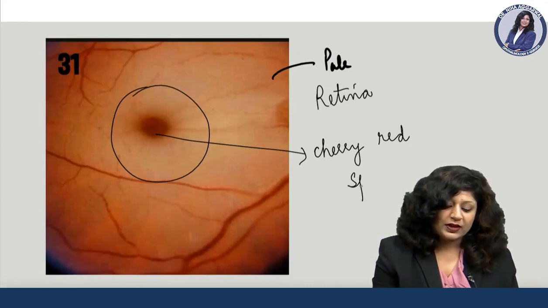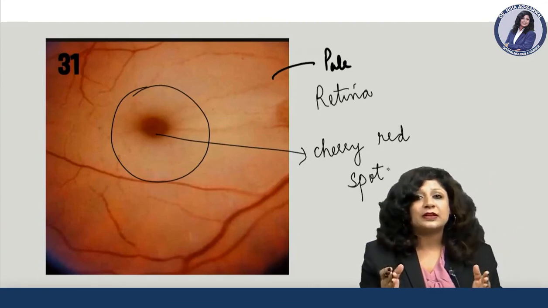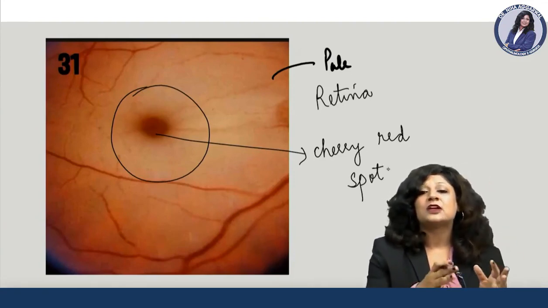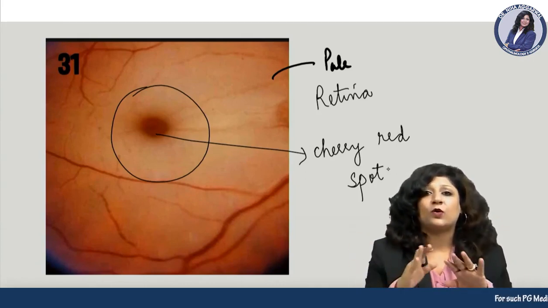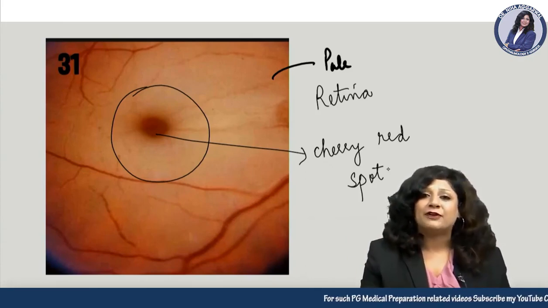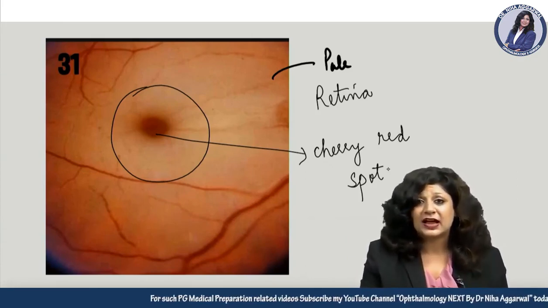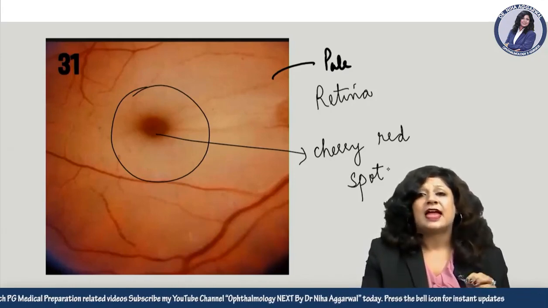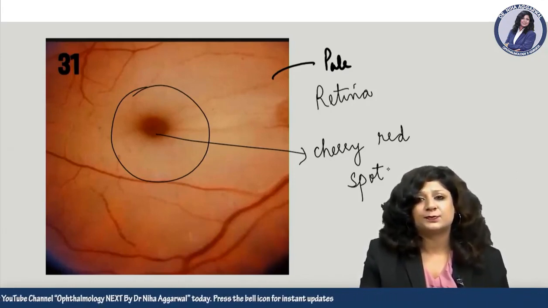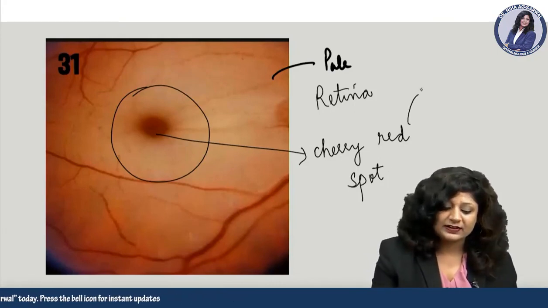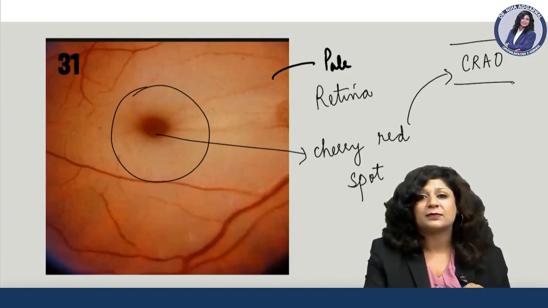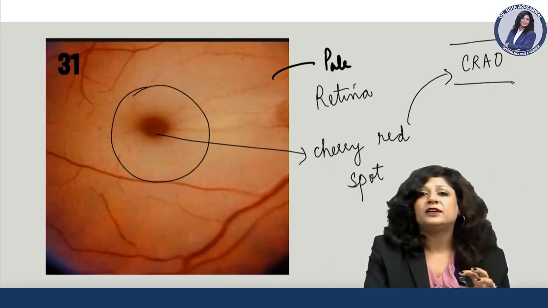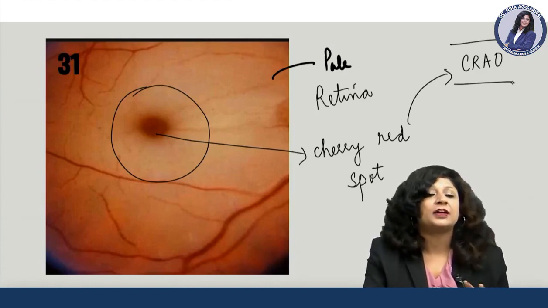A cherry red spot is actually formed due to the contrast between the bright area and your pale retina. The whole of the retina is pale. Only one area continues to shine, continues to look red, and that is your cherry red spot. Now, where do you get this cherry red spot? We get this in CRAO. CRAO is very important. It's an ophthalmic emergency, and one of the important diagnostic features of CRAO is the cherry red spot.